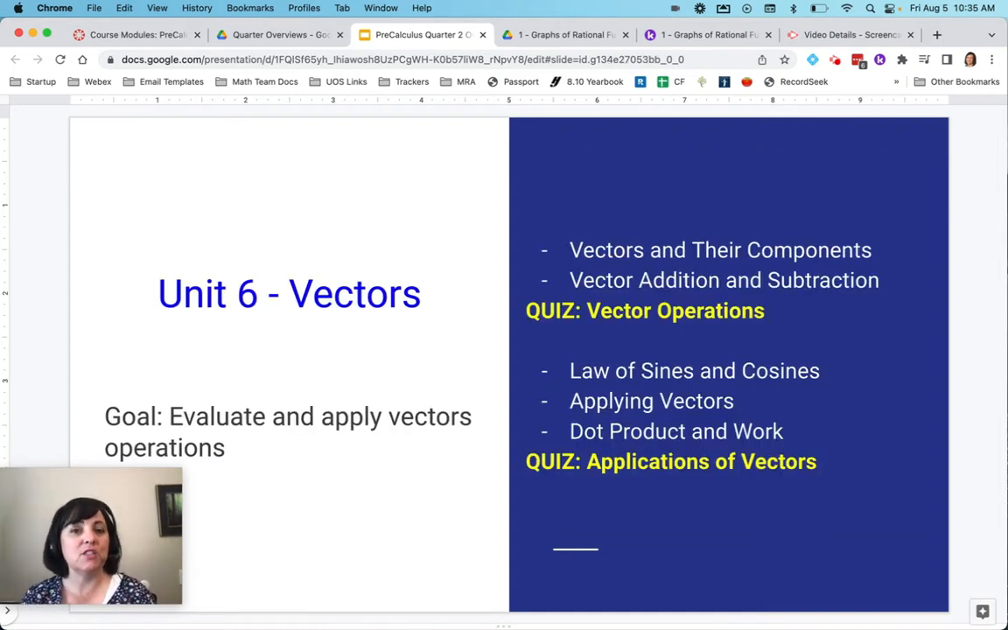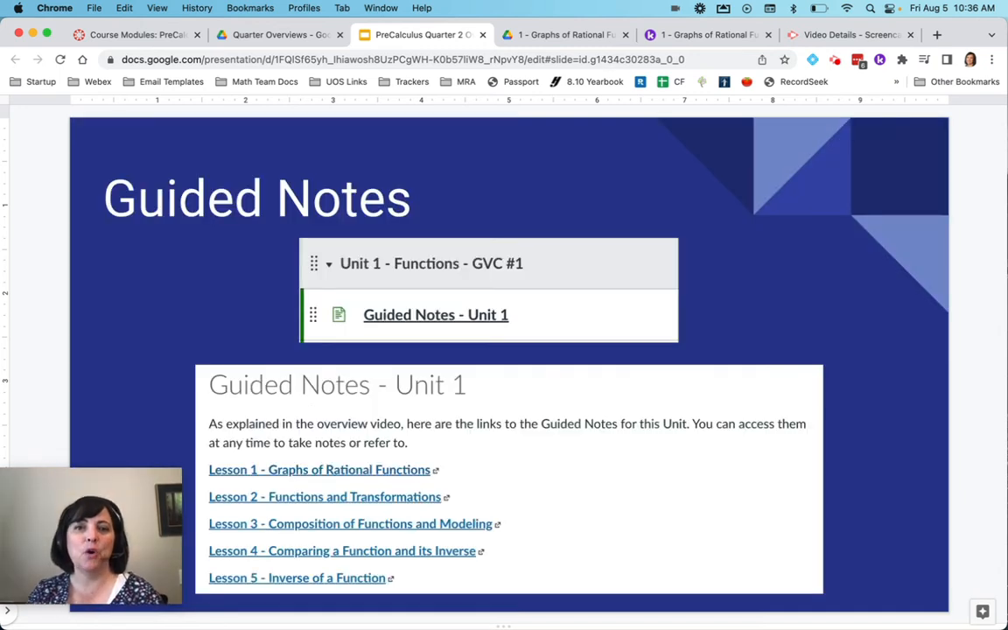And then finally, unit 6 is vectors. So we're going to learn about vectors and their components, addition and subtraction. And then we're going to take a little deeper look at the law of sines and cosines and then applying vectors and dot product and work, and have a couple of quizzes and a unit test, and then you'll be done.